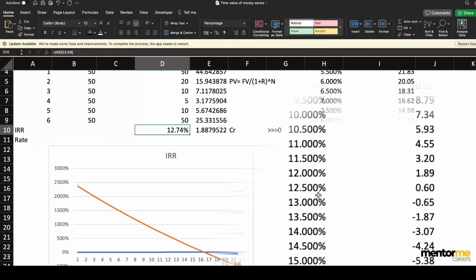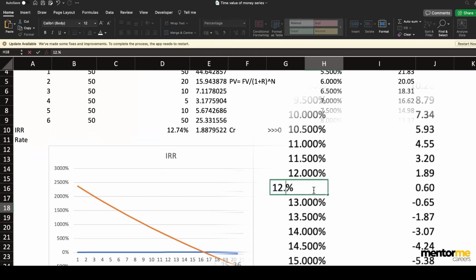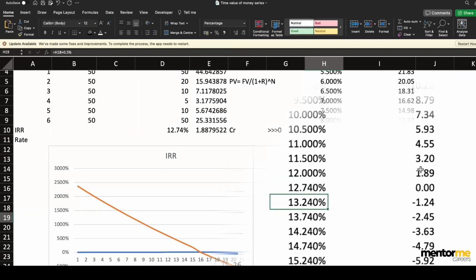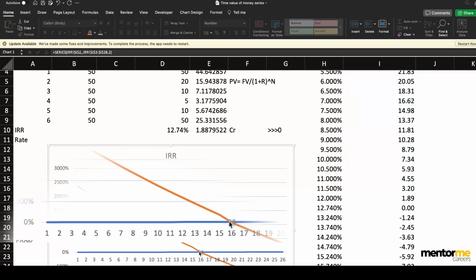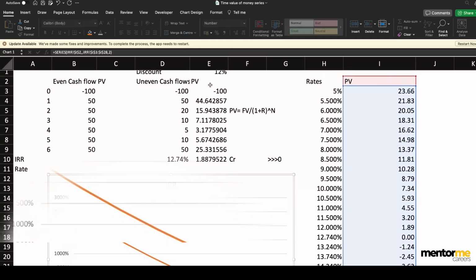And if you want to try that out, you can just write here 12.74, right? And that is the rate at which your NPV becomes zero. Somewhere around here is where your NPV is becoming zero, right? So you can see here 0.16, right? So that is nothing but an average rate of compounding.